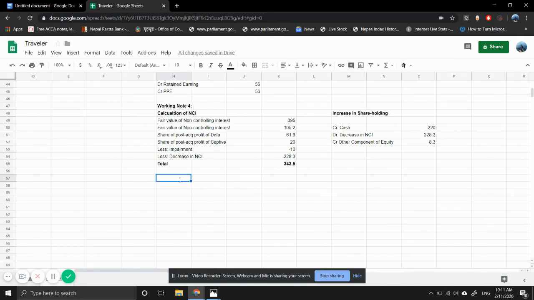Now working note number 5, bold it. Retained earnings. So first of all, first thing first, 100% of parent. And then share of post acquisition profit of these two fellows. And then impairment as well.